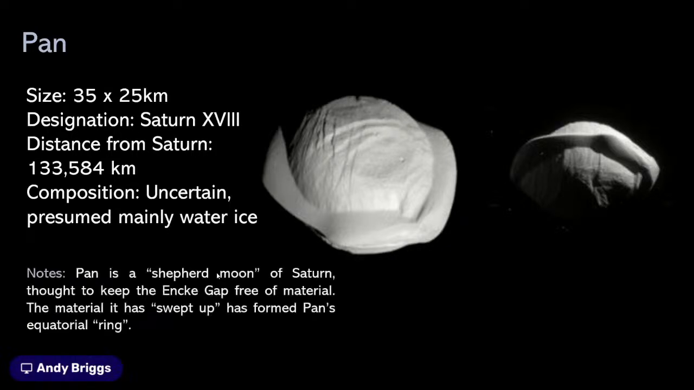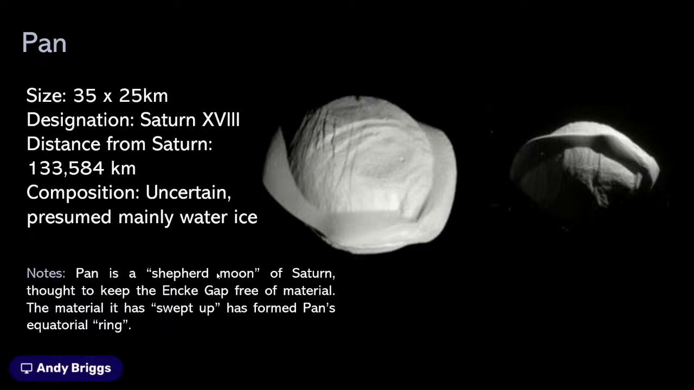And Pan is what we call a shepherd moon of Saturn. A shepherd moon is one that literally confines one of Saturn's rings and keeps it as a ring so that it doesn't dissipate and spread out. In this case, what Pan does is keep the Encke gap, which is a gap between Saturn's rings, free of material. So it's sweeping up material from the Encke gap all the time.